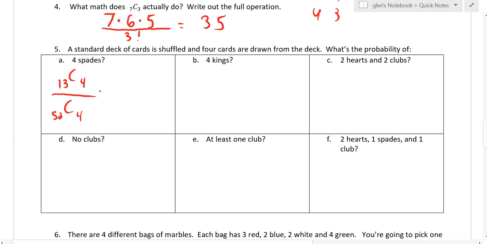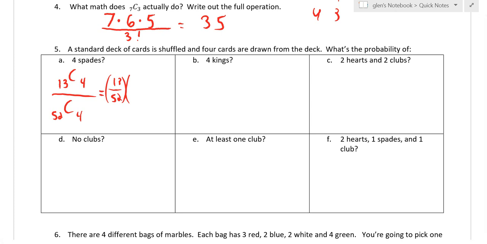We could also do this with multiplication. The probability of getting 4 spades: what's the probability you get your first spade on your first pick? How many of them are there? 13 of them out of 52. You don't have to do both of these, but they're both the same number. Either one of these will give you the answer.